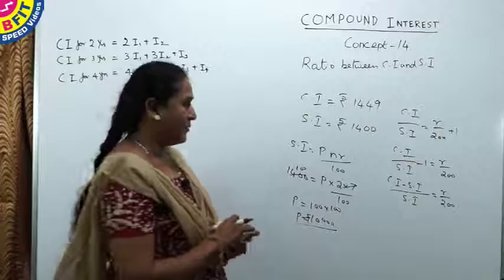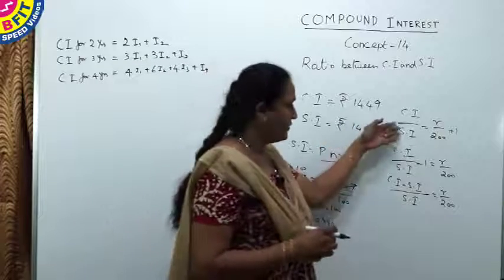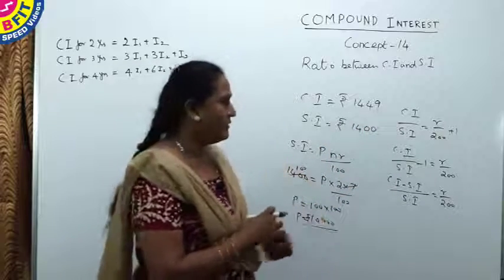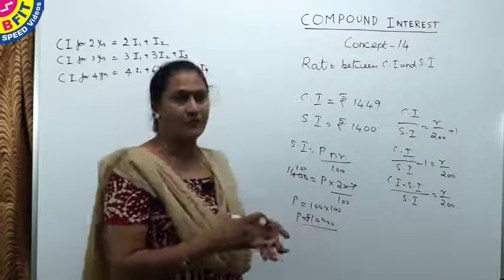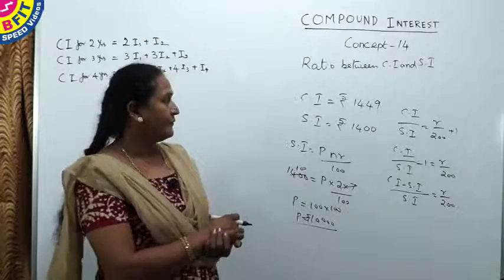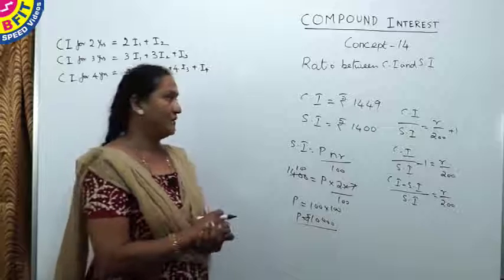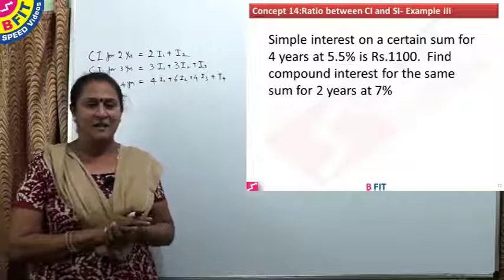So here the number of years is 2. Using this ratio, we have made our working easier. Using this ratio, the rate is found, and then with the simple interest, we have found the principal. And we'll see one more example. So we'll see the next example.